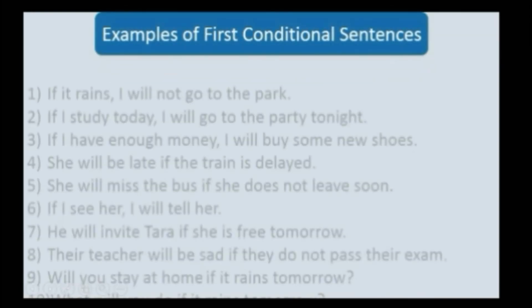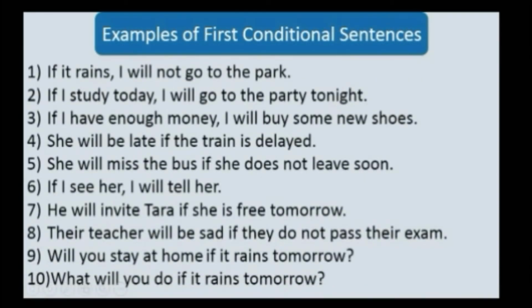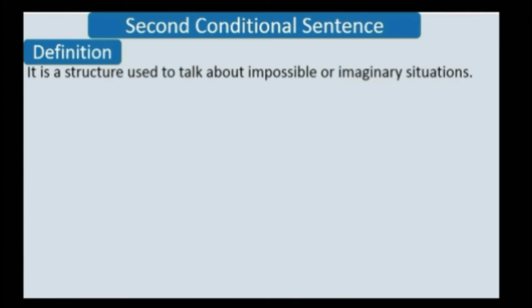So now you can see different examples of first conditional sentences. If it rains, I will not go to the park. So this is a first conditional sentence. In the first part, I have used present simple, if plus present simple, and in the second part I use future simple. So now I am moving towards the second conditional sentence.